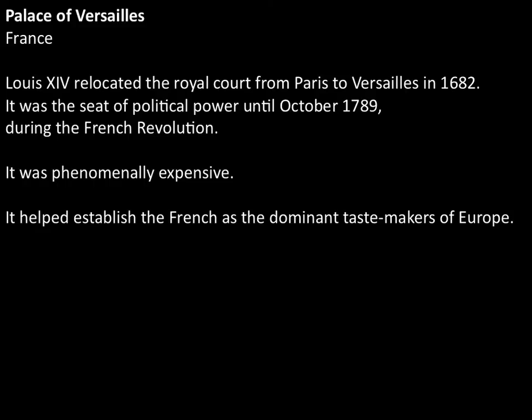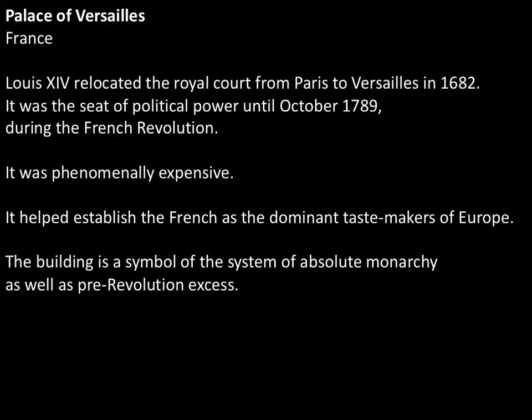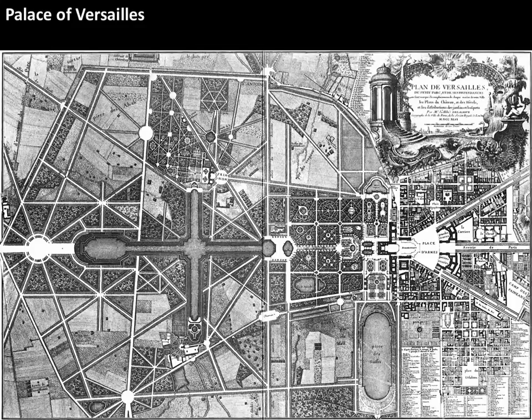are the tastemakers, that if it comes from France, there's just a certain something something style about it that makes it particularly glorious. And the Palace of Versailles, as a building, was a symbol of that system of absolute monarchy as well as the excesses of the French that led to the French Revolution. So let's take a look at what we're talking about here.